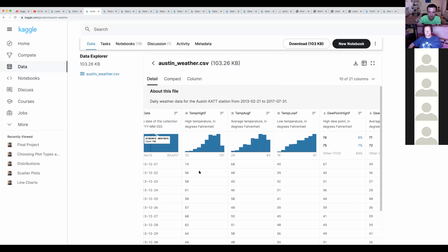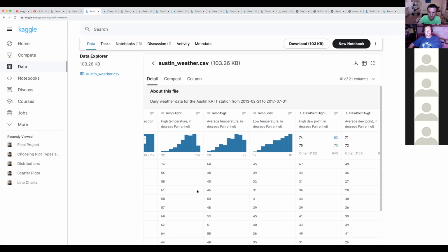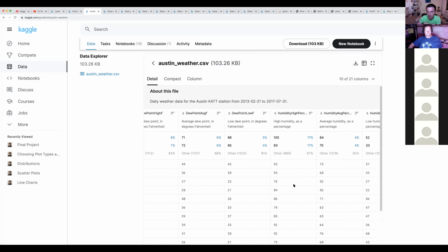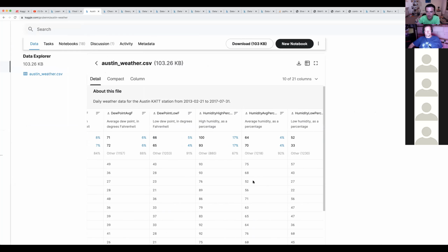Usually you get 3 metrics or 3 numbers for any metric: the high value, the average value, and the low values. In this case, for temperature, for dew point. This is very similar to the Madrid time series analysis we did.